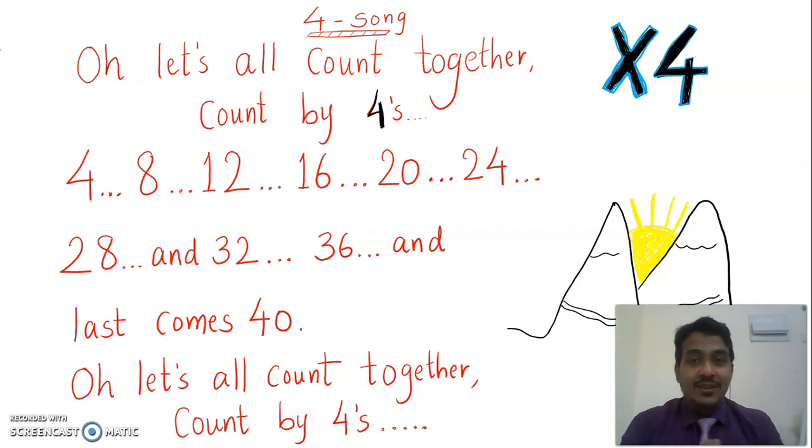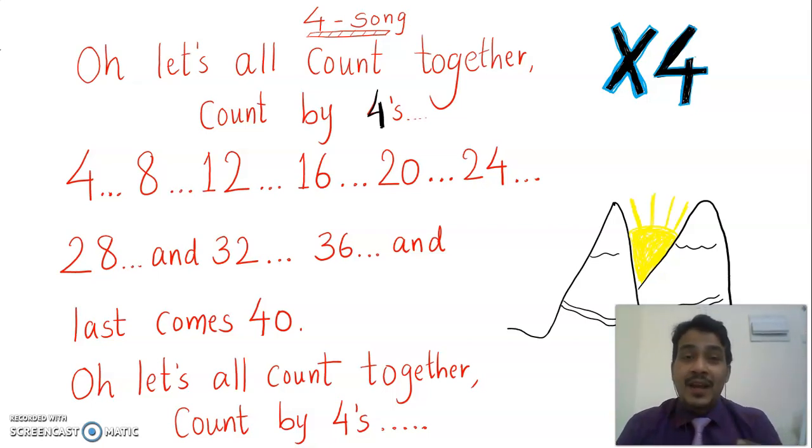Did you get it? Or you want me to repeat it once? Okay, I'll repeat it once again. Listen. Let's all count together, count by fours. 4, 8, 12, 16, 20, 24, 28 and 32, 36, and last comes 40. Let's all count together, count by fours.